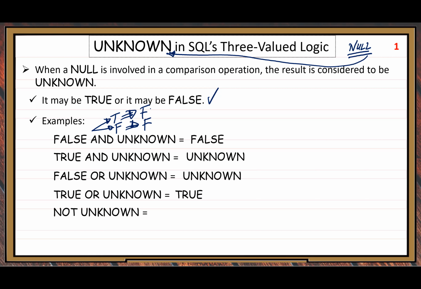Think about not unknown. If we replace unknown by true, not true is false. If you replace unknown by false, not false is true. Two different values, right? True first time, false second time: unknown. Not unknown is also unknown. Negation of partial true, partial false is also partial true, partial false. Try to get used to this logical reasoning.